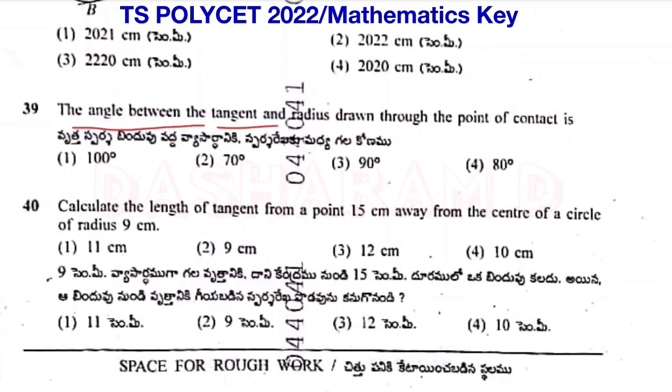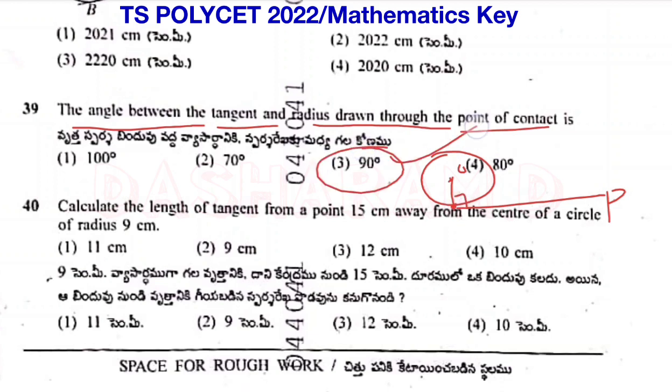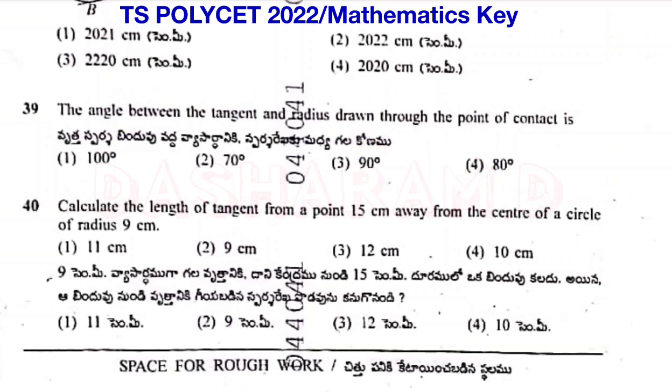Question number 39. The angle between the tangent and the radius drawn through the point of contact. So here is a circle with center O. This is a tangent. Here is the point of contact, and here is a radius. It will be 90 degrees. So option 3 is correct.